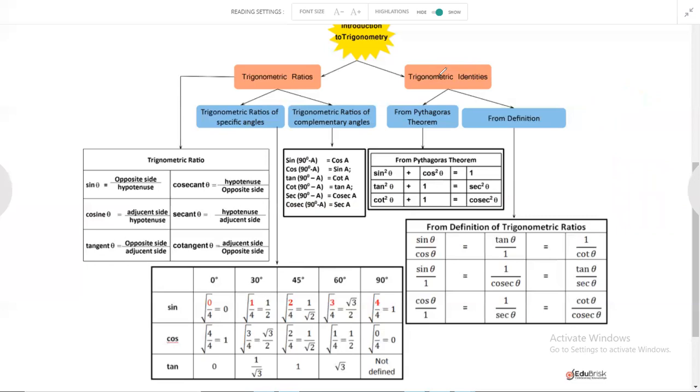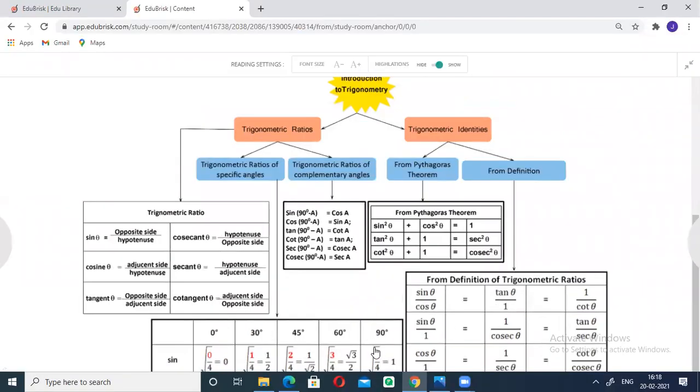Now, in the coming videos, we will take each and every subsection or subtopic separately, and we will discuss them separately. Hope you understood this.